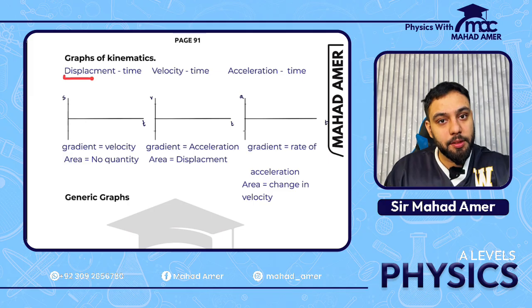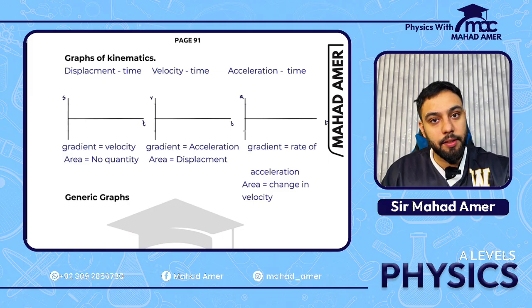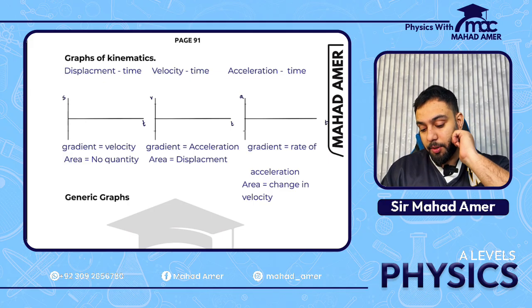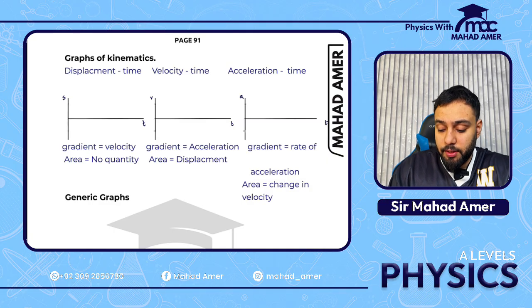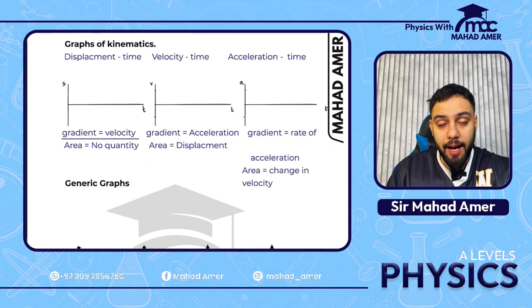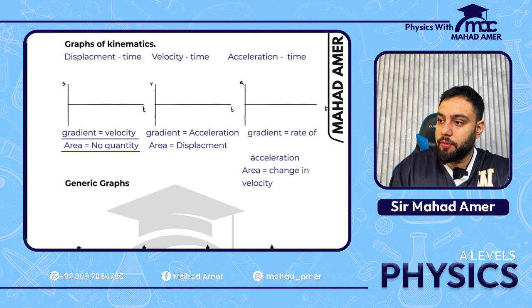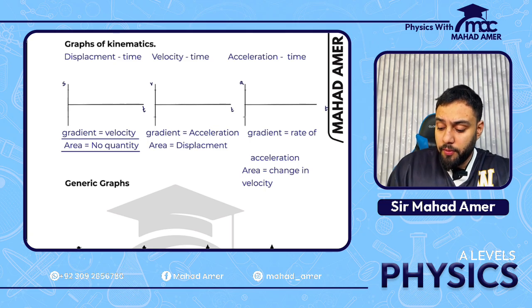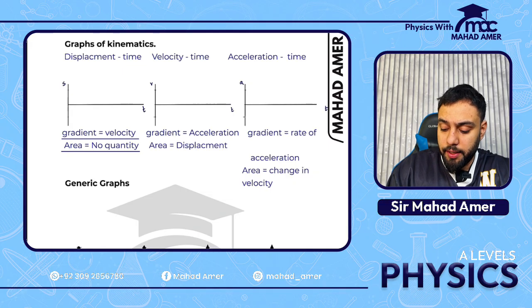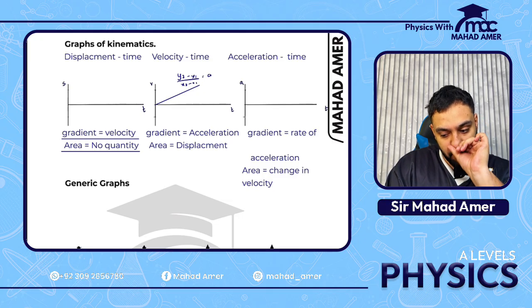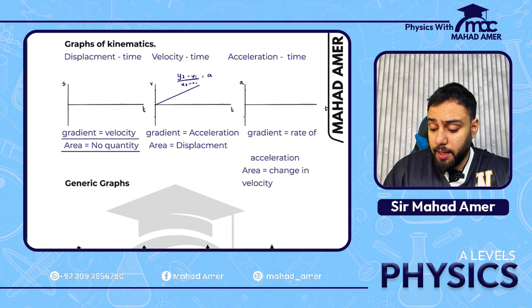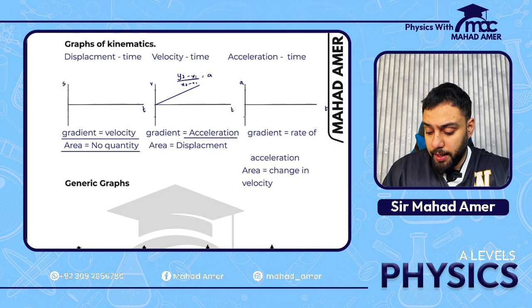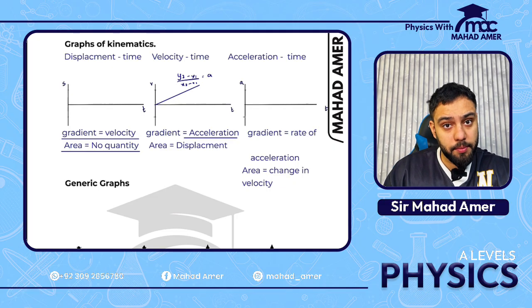Okay, we have to discuss three graphs in total. Number one is a displacement time graph. Number two is a velocity time graph. And number three is an acceleration time graph. You need to understand that the displacement time graph's gradient gives us the values of velocity, and the area of a displacement time graph gives us nothing. There's no quantity that we get from the area of a displacement time graph. Whereas for the velocity time graph, if I get the gradient, y2 minus y1 over x2 minus x1, I would get the value of acceleration. So the velocity time graph's gradient gives us acceleration, and the area gives us displacement covered.